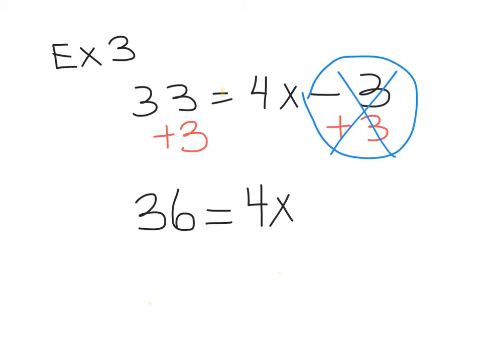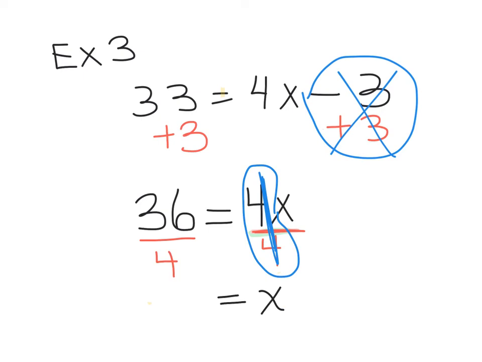Now, the operation that's between these is multiply. So we need to do the opposite of multiply, and that is divide by 4. And you have to do that on both sides. 4 divided by 4 is equal to 1. And so I have x on the right-hand side, and 36 divided by 4 is equal to 9 on the left-hand side.